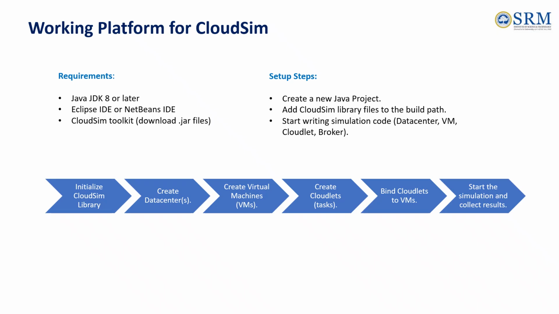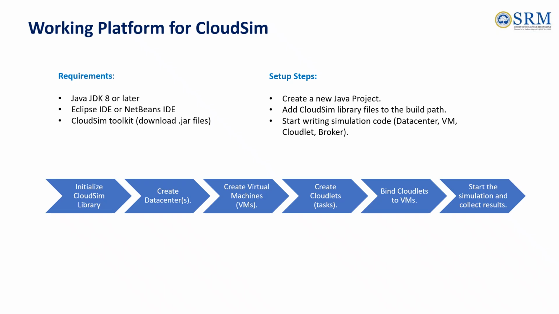Next, the CloudSim toolkit and required .jar library files must be downloaded and added to the Java project build path. After setup, users can start writing simulation code by creating data centers, virtual machines, cloudlets, or tasks and brokers. Finally, the simulation is executed to analyze cloud resource allocation and performance.